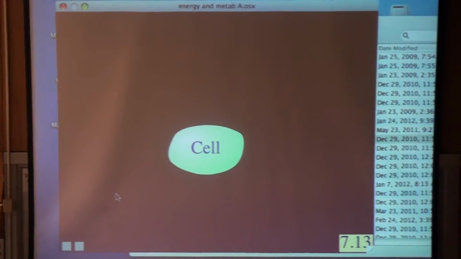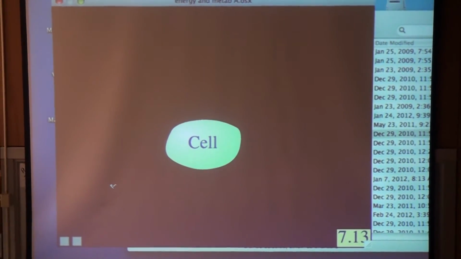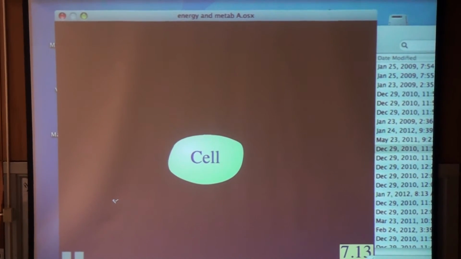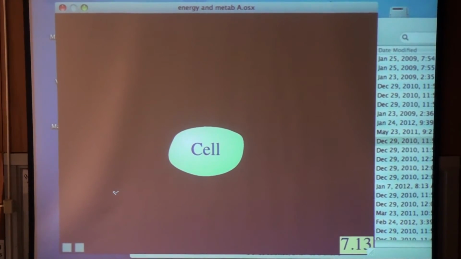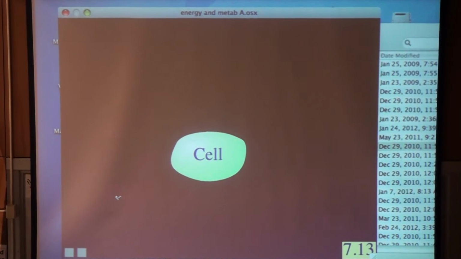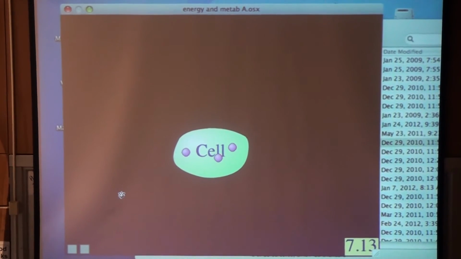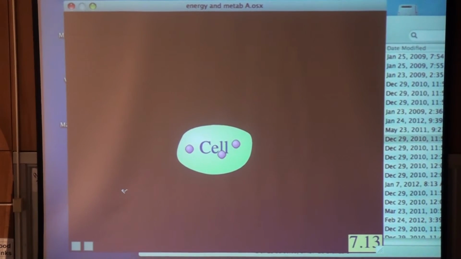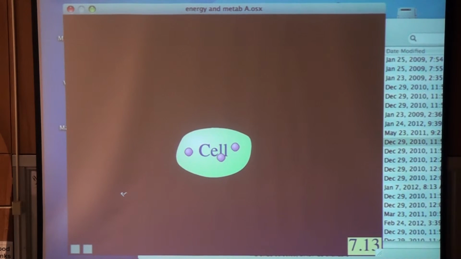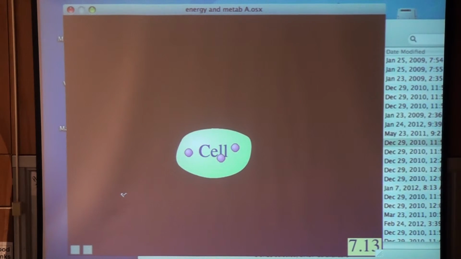So here's an example. Here's a cell, and all cells have solutes inside them, dissolved in the cytoplasm. And I'm going to represent those dissolved solutes as just these little dots there. What exact molecules are they inside the cell? Well, pretty much all the substances we've been talking about so far this semester.